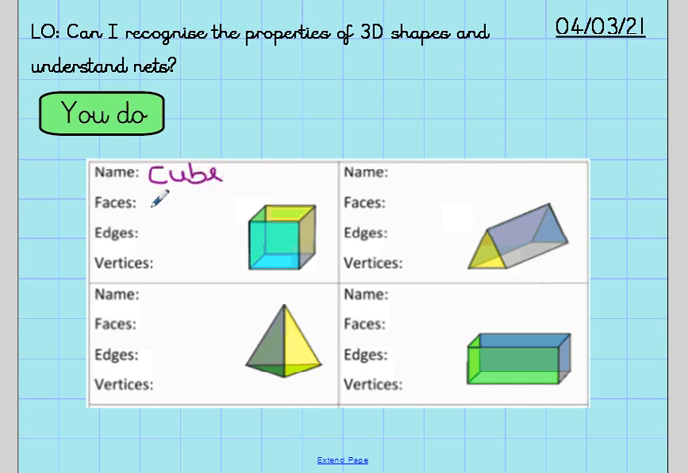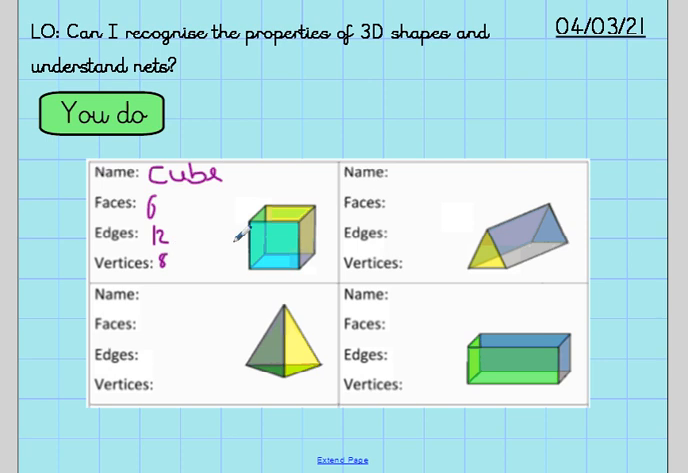A cube. We've just looked at the cube, haven't we? And we worked out that it had 6 faces. 1, 2, 3, 4, 5, 6. They're those flat surfaces. Edges: we had 4 on the top, 4 on the bottom, and 4 around the sides where those faces meet. So we've got 12 edges. And vertices.